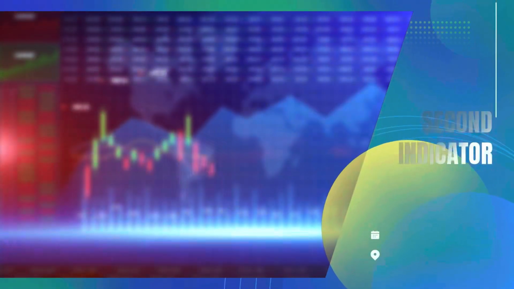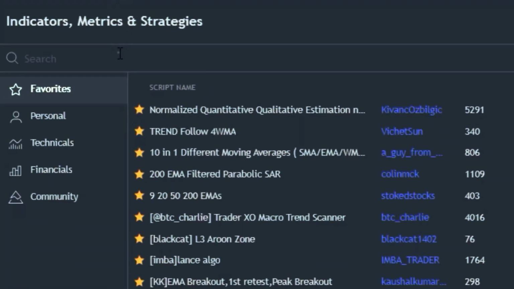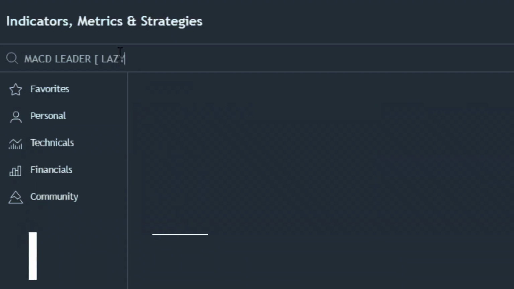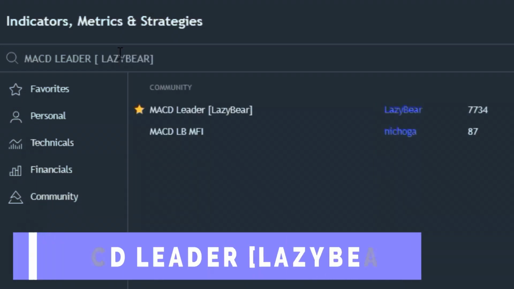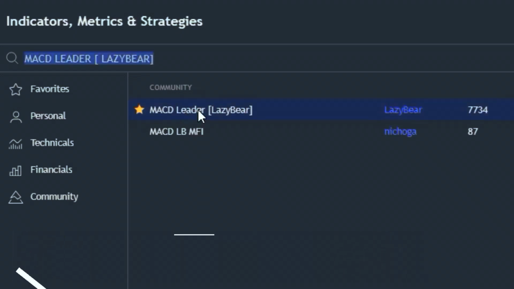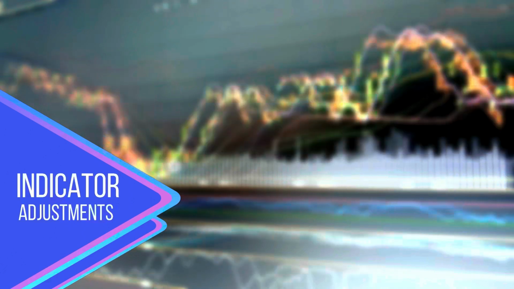Head over to the indicator section once more. This time we're on the hunt for an indicator called MACD Leader Lazy Bear. Once you find it in the search results, click on the indicator name to add it to your chart. Now that it's there, you'll need to tweak some settings to make sure it works just right for our strategy. Follow along as I guide you through the changes we'll be making in the settings section.